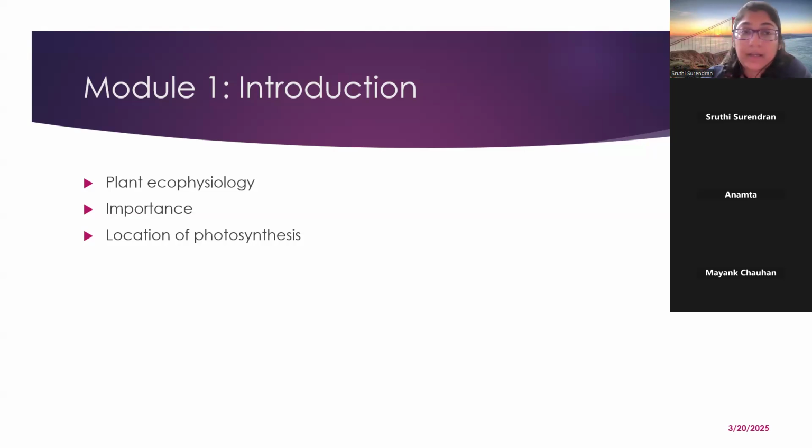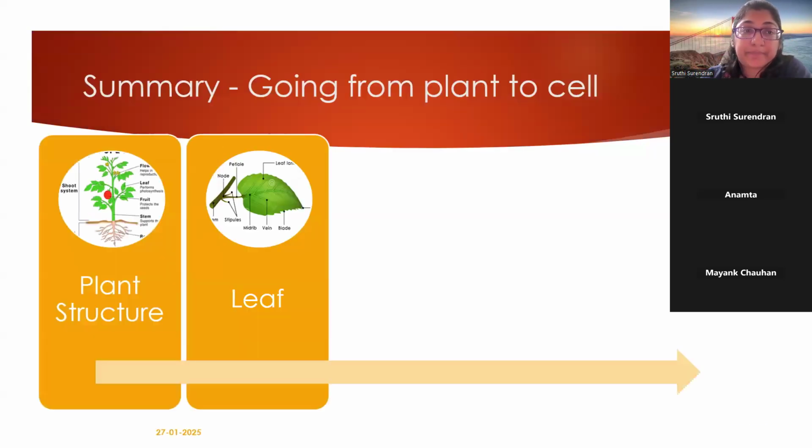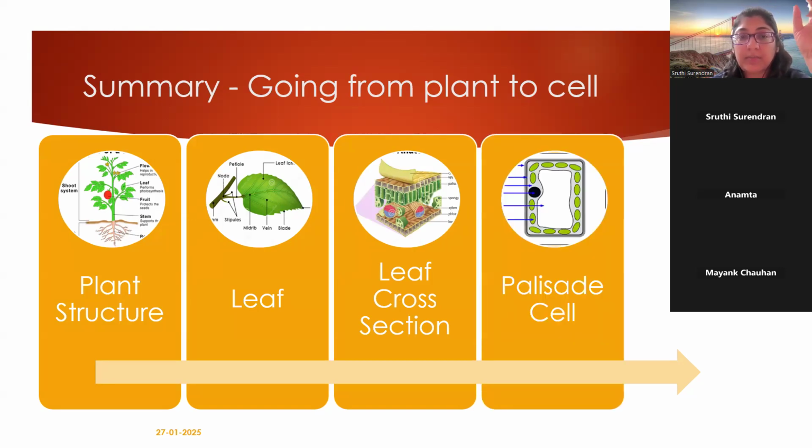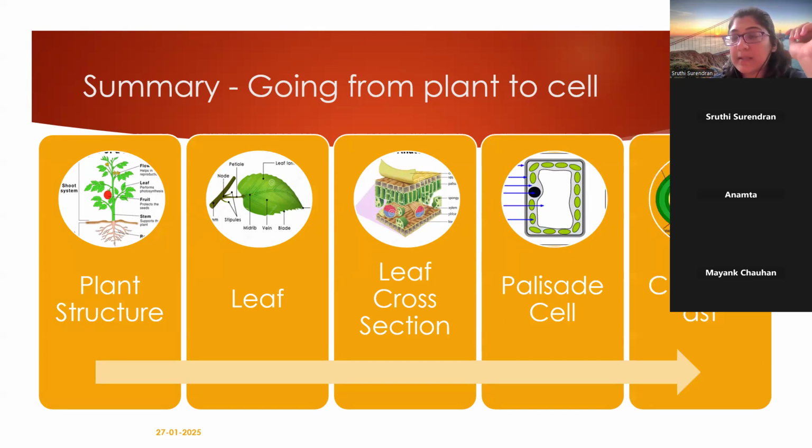Then we went a bit into the plant structure, not a lot, because all of you are already biologists and people from a good background of botany. We just brushed through what is the structure of a plant, what is the structure of a leaf, how is it when we go inside a leaf, and where exactly is the photosynthesis happening, which is basically the palisade cells that comprise the chloroplast.